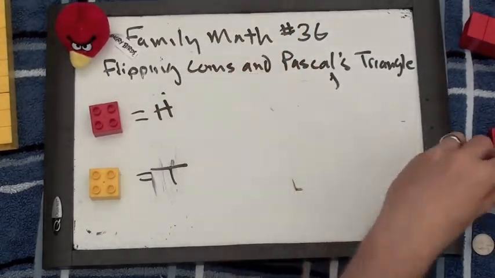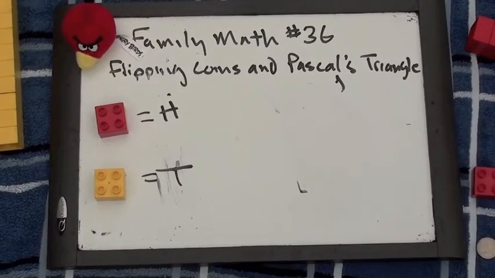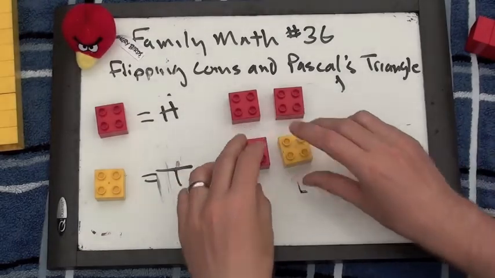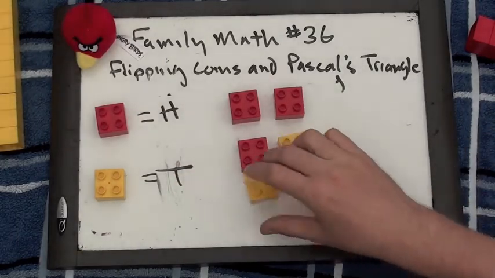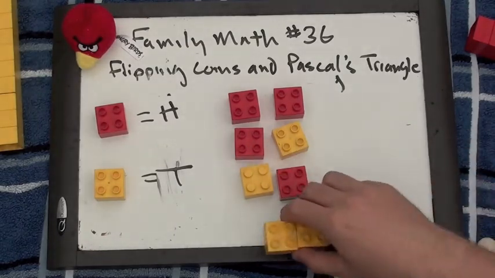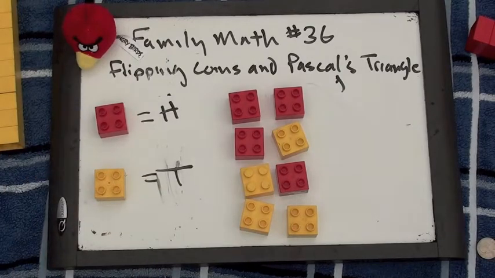What are my choices when I flip 2 coins? I can get 2 heads. A head and a tail. A tail and a head. And 2 tails. Oh, hey, look at that. I grabbed the exact right amount of bricks. That's lucky. Let's get some more for the next one.